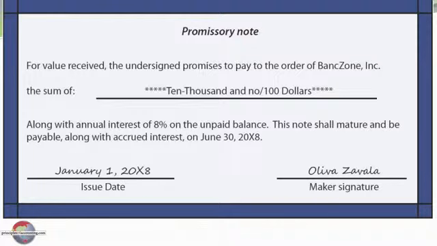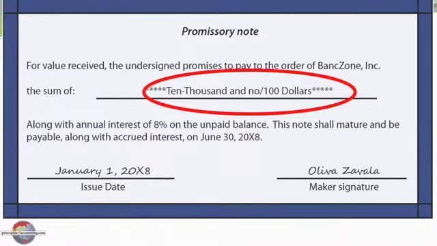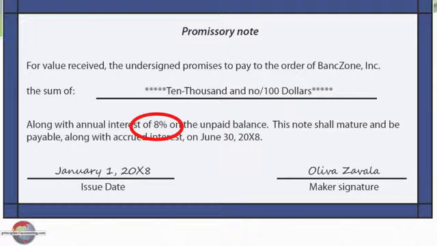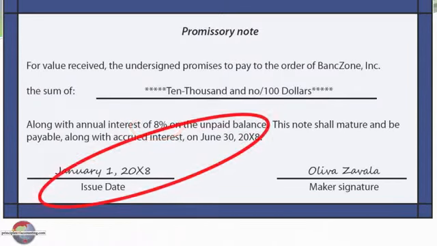Here we have a promissory note for value received. The undersigned promises to pay to the order of Bank Zone the sum of $10,000. Okay, so $10,000 is the face amount of the note. The interest rate stated in the note is 8%. So we're going to pay the $10,000 along with annual interest of 8% on the unpaid balance. The note shall mature and be payable along with accrued interest on June 30th.